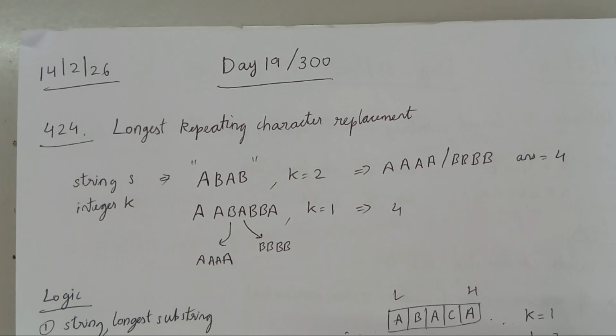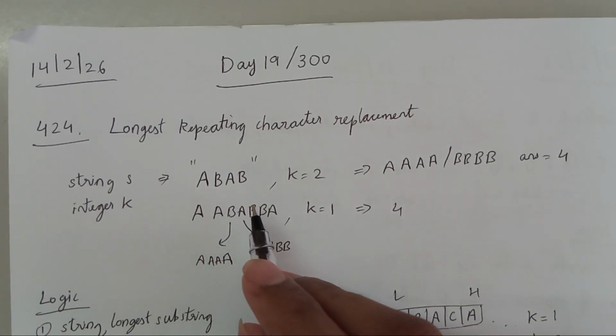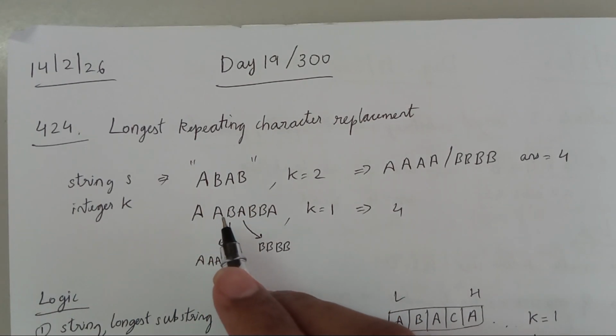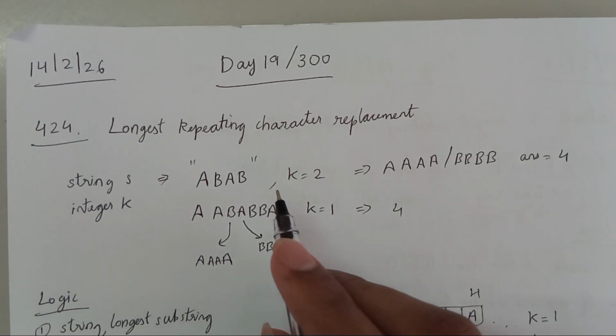Hi guys, this is day 19, and in this question we are given a string s and an integer k. So if we see here, we have the string ab, and we need to return the length of the longest substring which has the same characters.